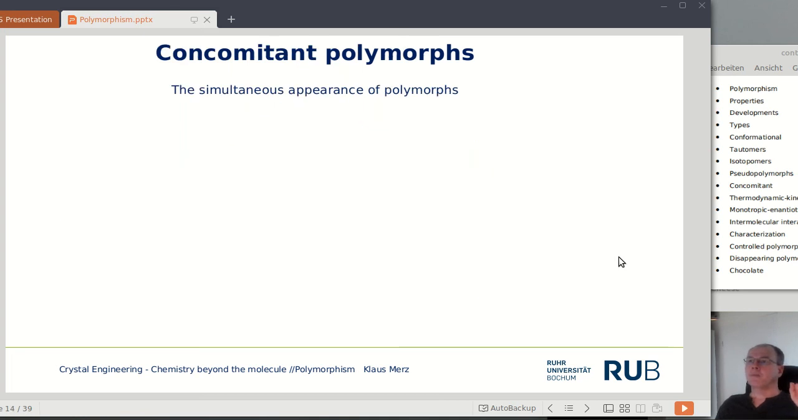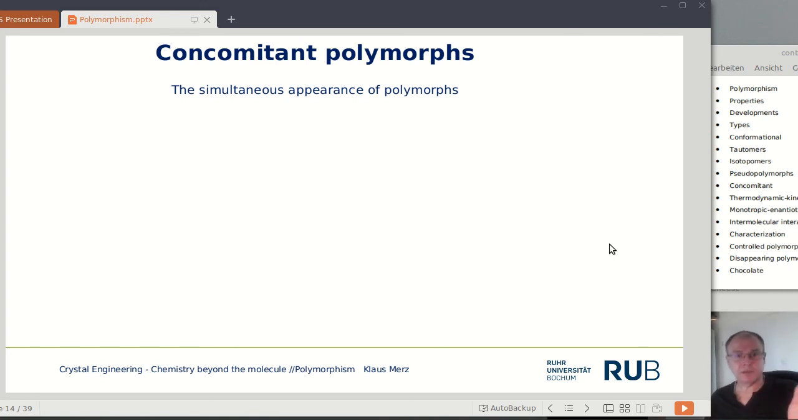With this, now the story becomes a mystery and very interesting. That's what I said in the beginning. I'm always fascinated by polymorphs, talking about concomitant polymorphs. What is it? This is the phenomenon of the simultaneous appearance of polymorphs. You have one compound, you crystallize it, and you get two polymorphs at the same time, the same moment.